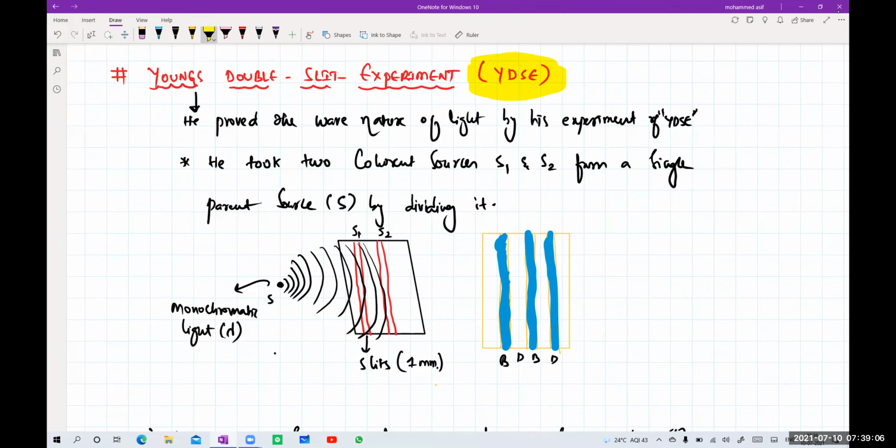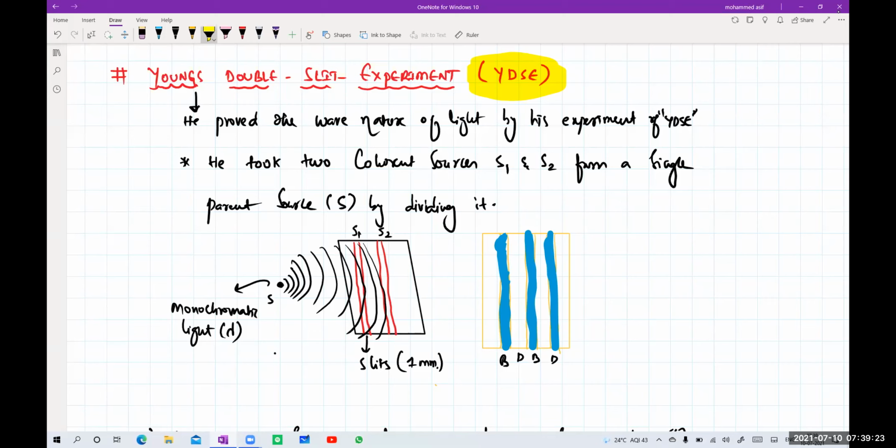In the Matter chapter, this is the area where we get a large number of questions for competitive examinations. What is YDSE? Who is Young? Young is a scientist. Initially, what did Newton tell?